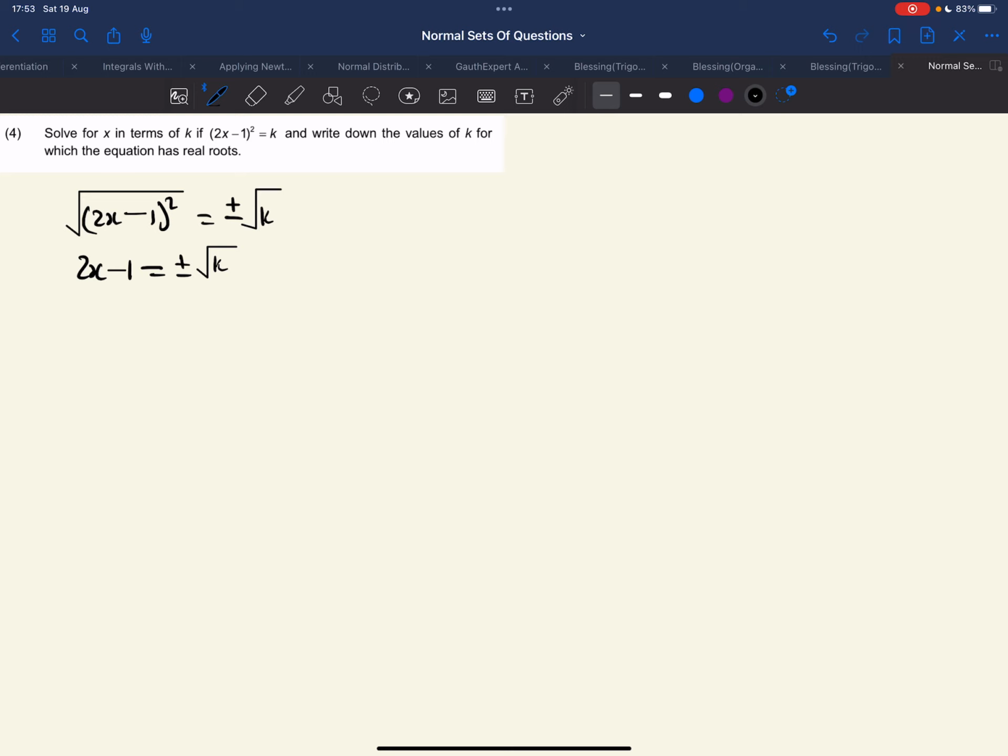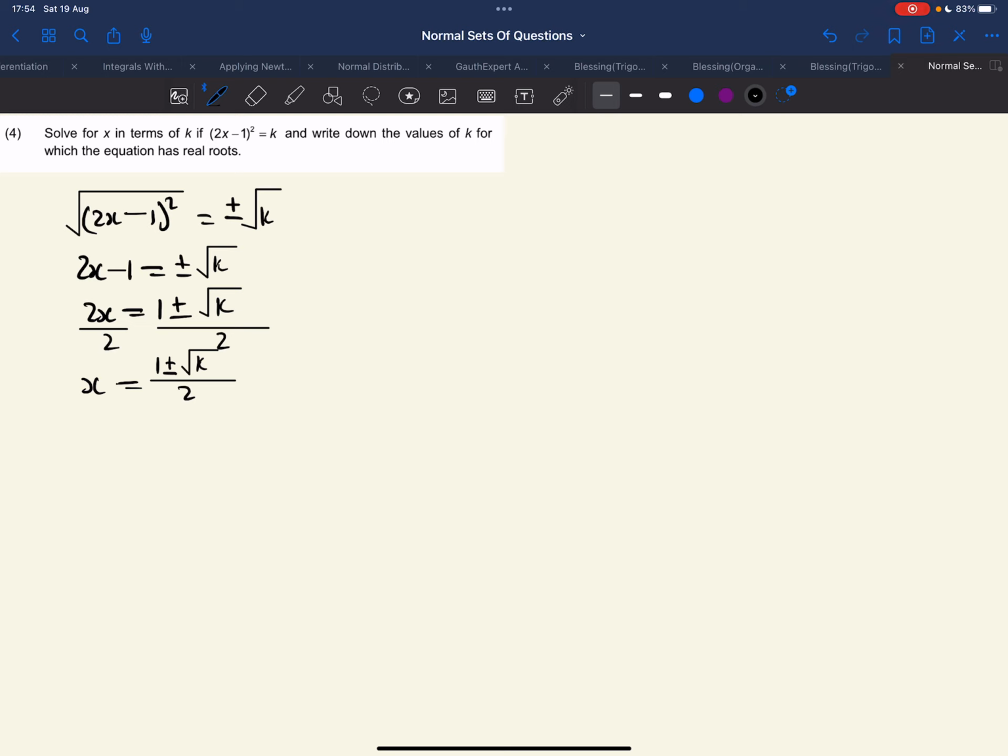Then you're going to take the 1 to the other side, so it's going to become 2x equals 1 plus or minus the square root of k. Then you have to divide both sides by 2. Then your x should be x equals 1 plus or minus the square root of k, over 2. So this will be your answers of x in terms of k.